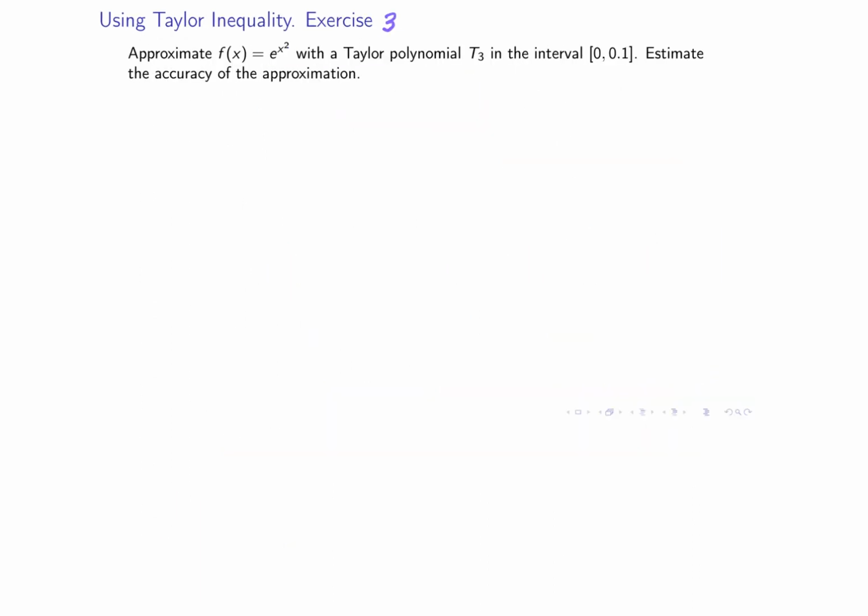Another example. Suppose we have the function e to the x squared, and you want to approximate it with a Taylor polynomial. So how does it look? The function looks roughly like this. It's not a parabola, it's actually a function which grows very fast, much faster than a parabola. And we approximate it on the x interval from 0 to 0.1.